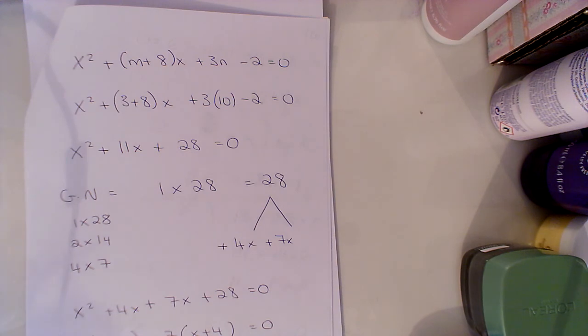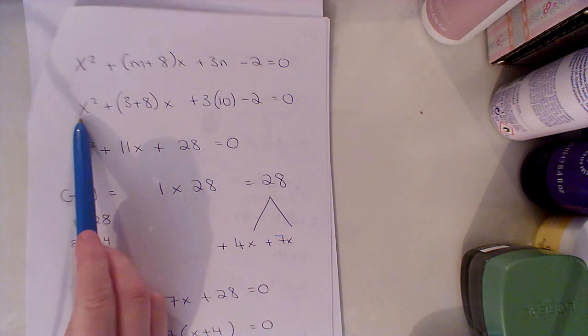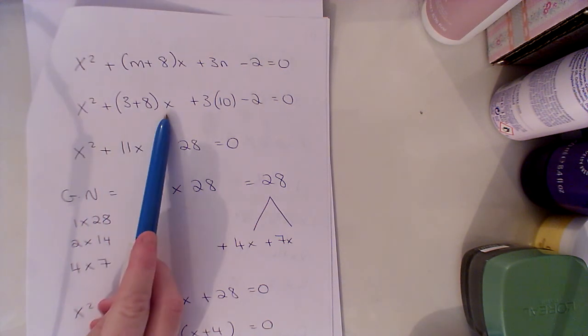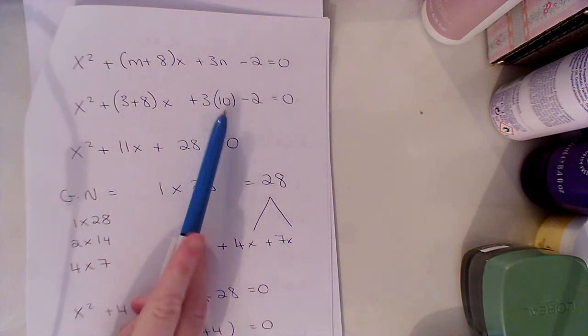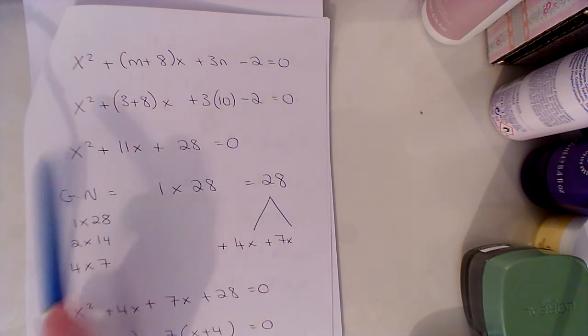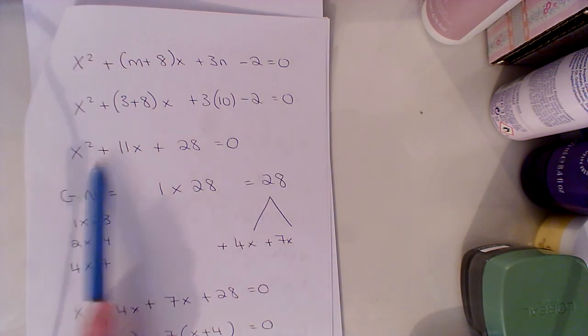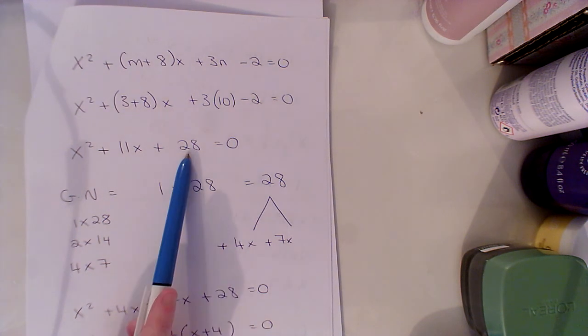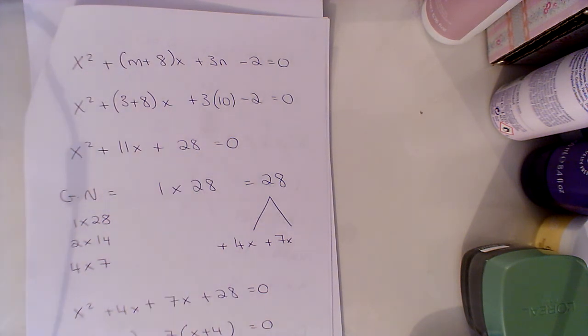The next part, part B, says, hence find the roots of the equation x squared plus (m + 8)x plus 3n minus 2. I'm just after figuring out what the values of m and n are, so I'm going to sub in for those. I'll have x squared plus (3 + 8)x plus 3(10) minus 2 is equal to 0. So I have x squared plus 11x plus 28, because 30 take 2 gives me 28. I then need to solve that.